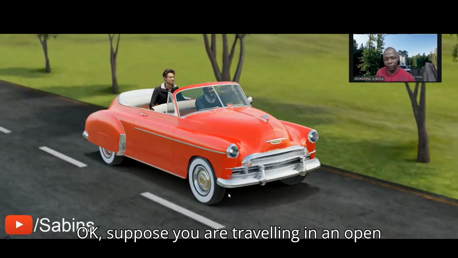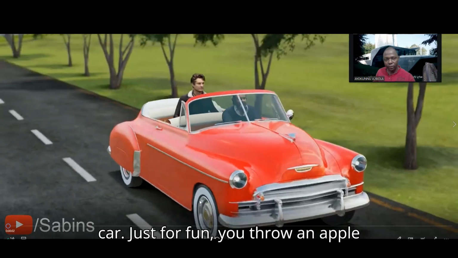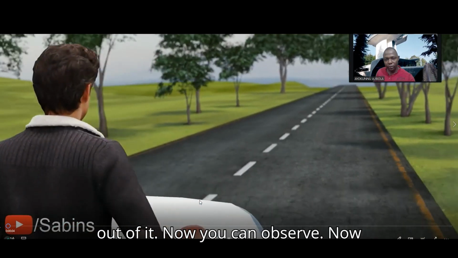Suppose you are traveling in an open car. Just for fun, you throw an apple out of it.